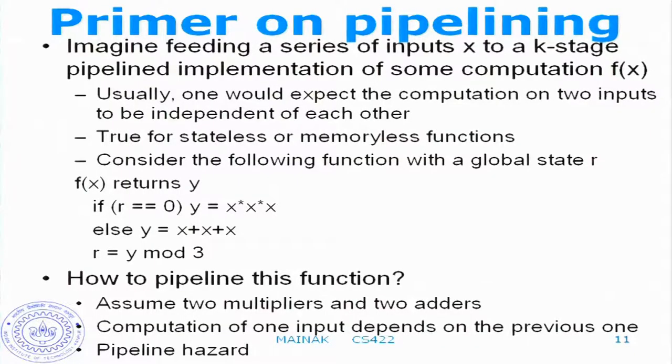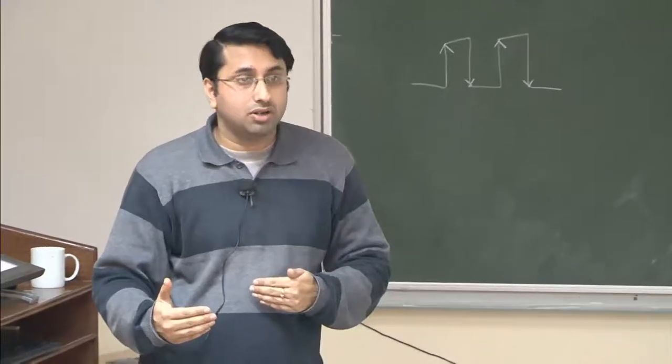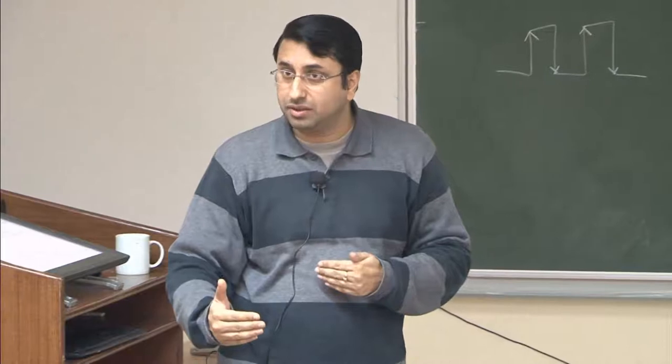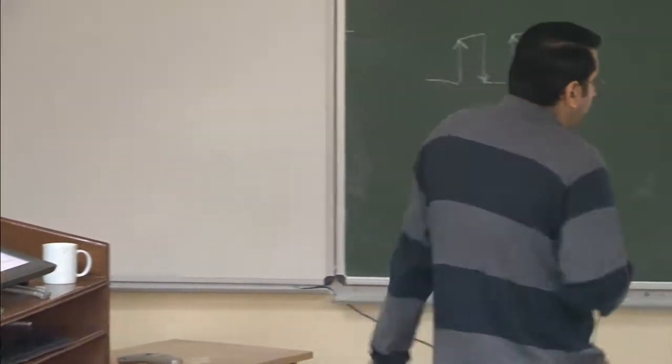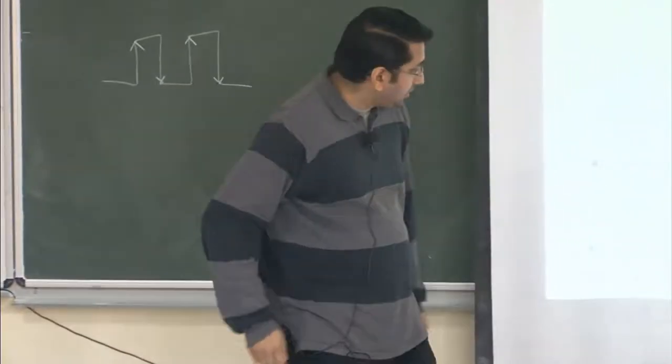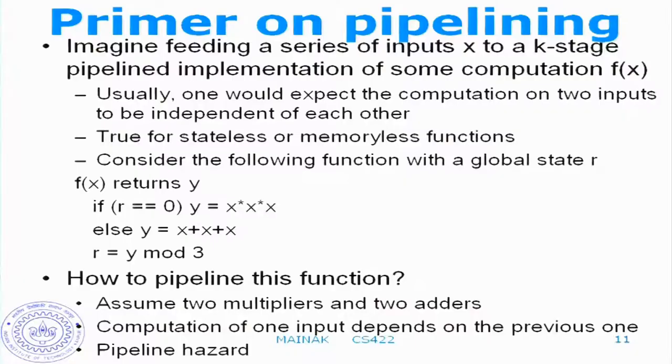Alright? So now what do you think? I feed x1. What I do for x2 is not really known until I finish computing f(x1). Right? So how to pipeline this function? So we'll assume that we have two multipliers and two adders.